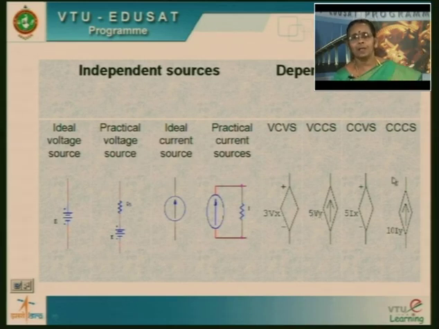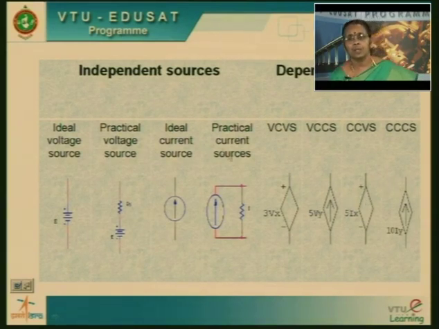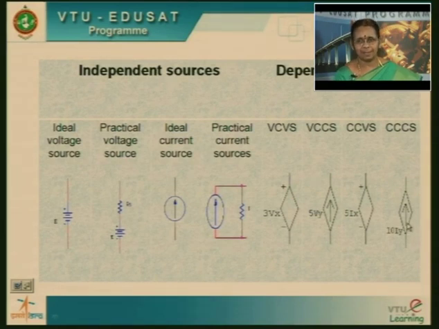Next, current controlled voltage source. Again, we have the same example here, 5 into Ix. Ix is the current flowing through a certain part of the circuit, maybe through a resistor, inductor or capacitor, or maybe through some part of the circuit. So similarly, we have the current controlled current source. Once again the symbol is like this. It is 10 Iy. Iy is the current that is flowing through a certain part of the circuit.